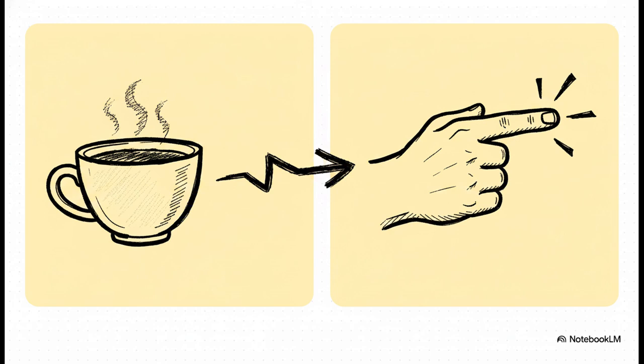So look at this brilliant mismatch right here. Take the phrase, "I'd love a cup of tea." Syntactically, formally, this is a declarative statement of fact. But socially, functionally, it's a directive. It is a hidden command asking someone else to go make you some tea.